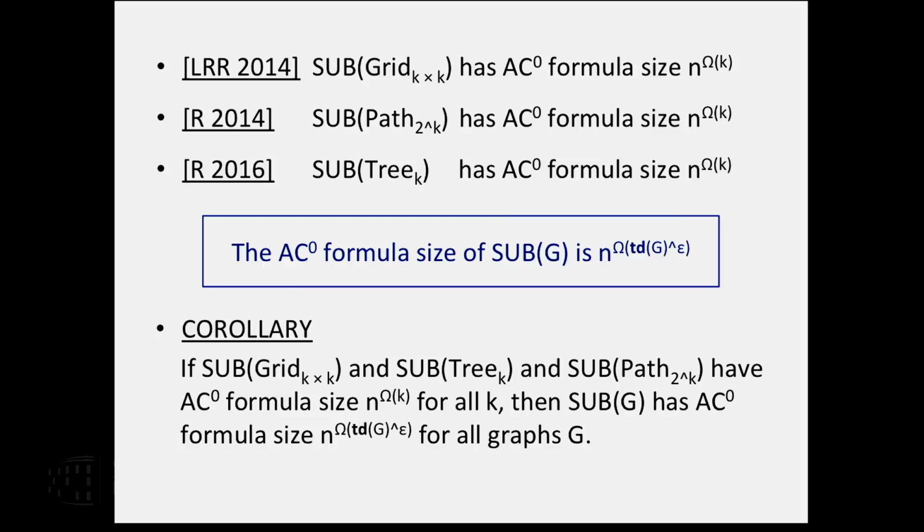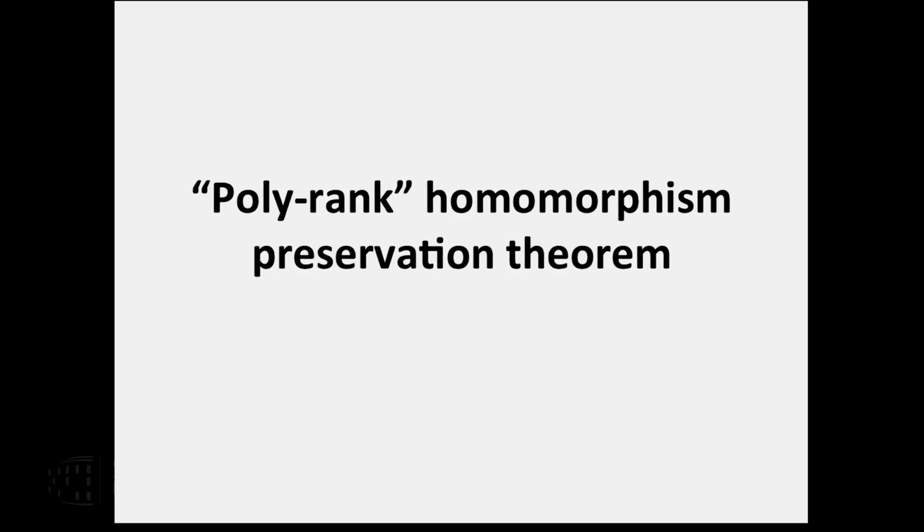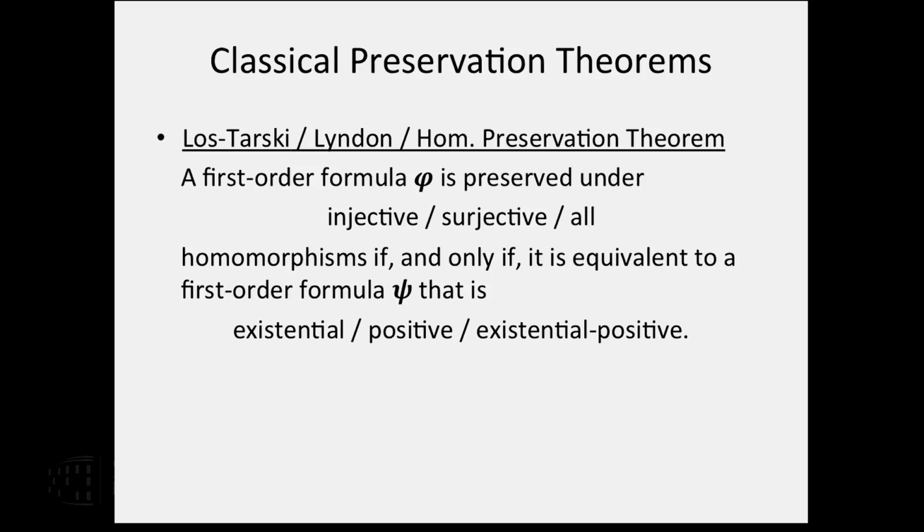Okay. So in the last part of the talk, let me tell you about a surprising corollary of that result in finite model theory. This is giving what I'll call a polyrank version of the homomorphism preservation theorem on finite structures. I have some time, so I'll try to go slowly here.